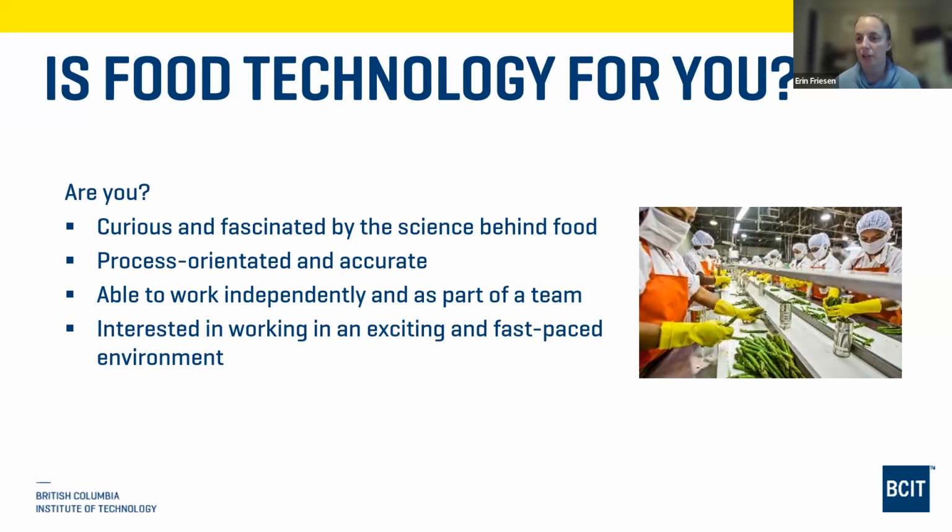You should be process oriented and accurate. When we look at the food safety systems and making sure that the process is operating, there is quite a bit of documenting and looking at different parts of the process. The food industry works as a team. You may be just a small portion of a food manufacturing facility. If you're in quality control, you'll be working with the production team, with management, and you may be working with sales. So you should be able to work both independently as well as part of a team.